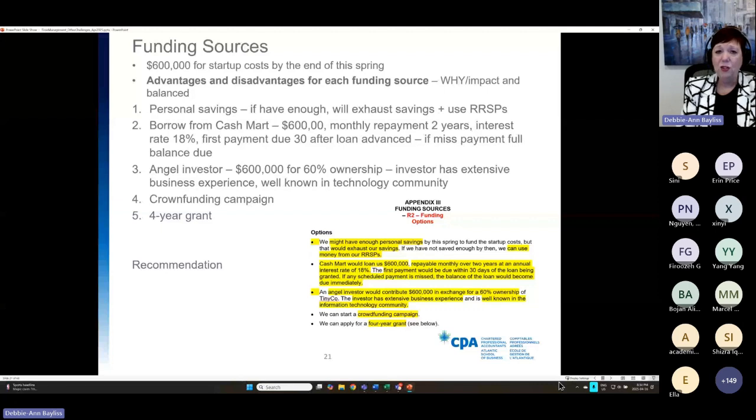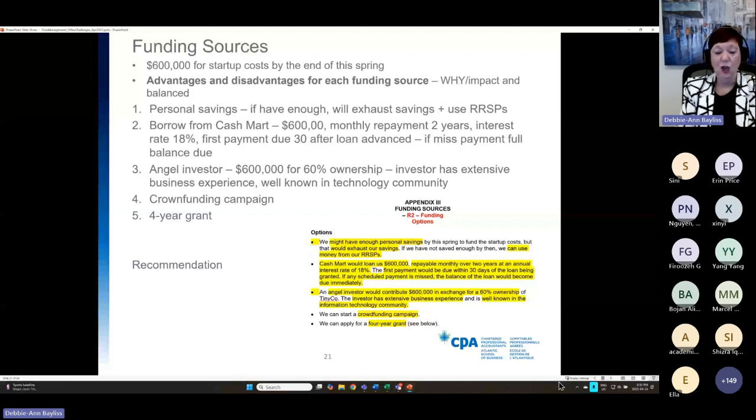So what options do they have? Personal savings, if they have enough. If their savings are exhausted, then you know what? They'll use their RSPs. Borrow from Cashmart. And there are some terms as far as repayment within 2 years, the interest rate, when the first payment is due, and if they miss a payment, the full balance is due. So I already have some good substance to create my advantages and disadvantages.